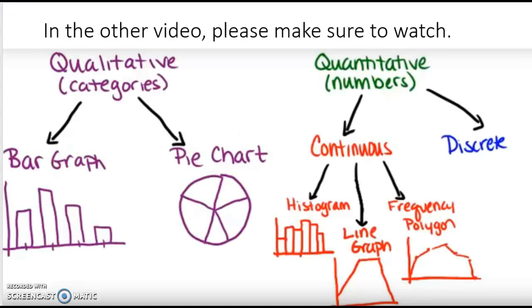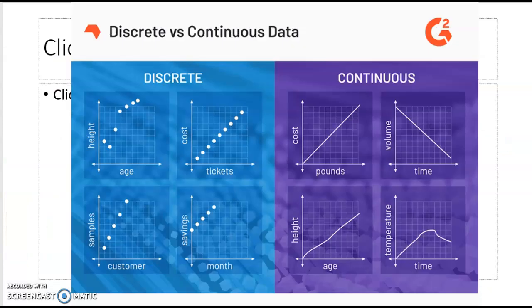So the first thing I wanted to go over with you is the other video I was having you watch. It goes into qualitative versus quantitative. These are different kinds of categories versus numbers. So if I gave you a bunch of numbers, those are the types of graphs you're going to be using, as opposed to if I gave you categories, you'd be using those kind of charts or graphs. So that's in your other video, but there are some quiz questions on that, so please make sure to watch that video. Two words I want to focus on are discrete and continuous.